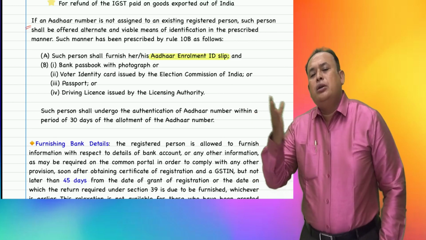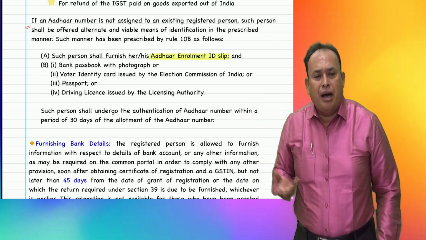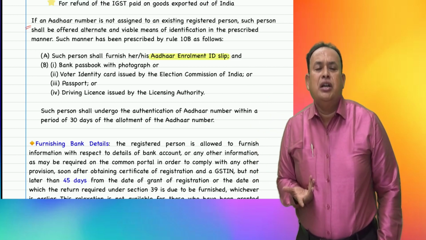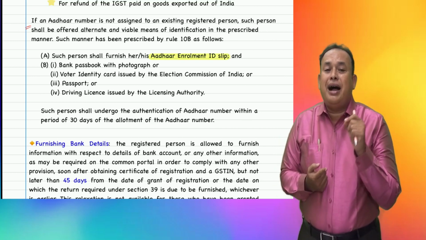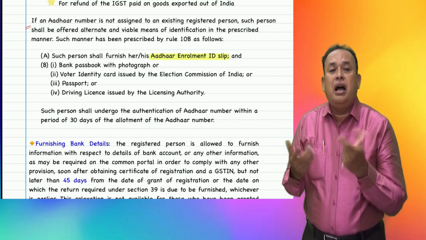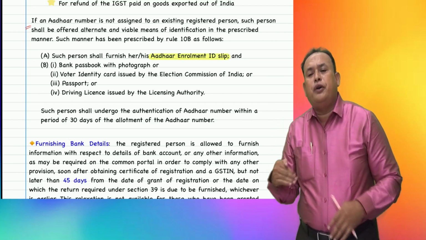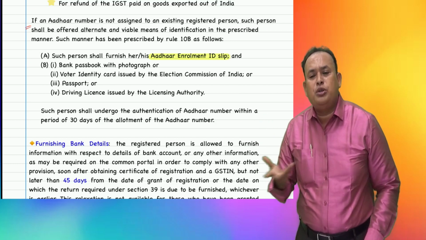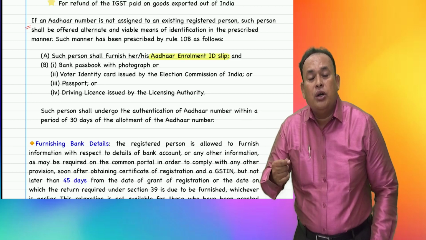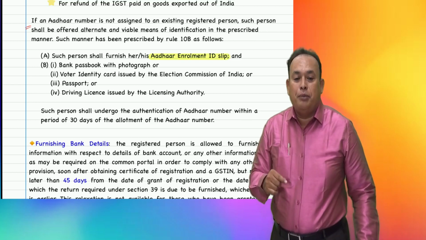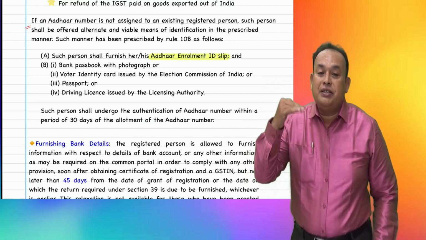Now come back. Look here. A person who is not in a position to authenticate the Aadhaar because of not having an Aadhaar number should submit the Aadhaar enrollment ID slip. For the want of Aadhaar, I applied. That acknowledgement, along with any one of the following: bank passbook, voter ID, passport or driving license, should be enclosed. Such person shall undergo the authentication of Aadhaar number within a period of 30 days of the allotment of the Aadhaar number.